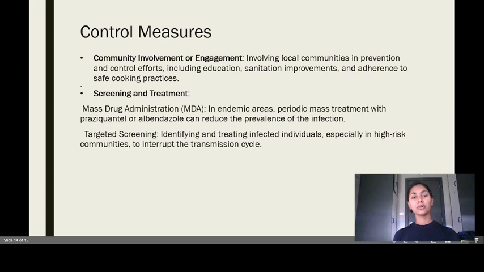Next are control measures. In control measures, we use community engagement, involving local communities in prevention and control efforts, including education, sanitation improvement, and adherence to safe cooking practices. Then we have screening and treatment: targeted screening, identifying and treating infected individuals, especially in high-risk communities.